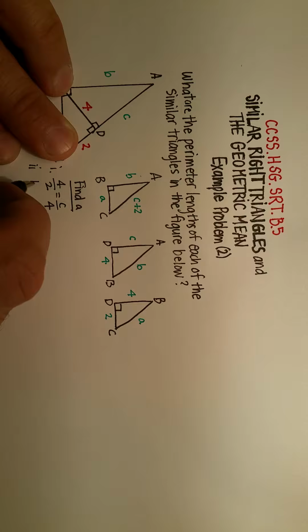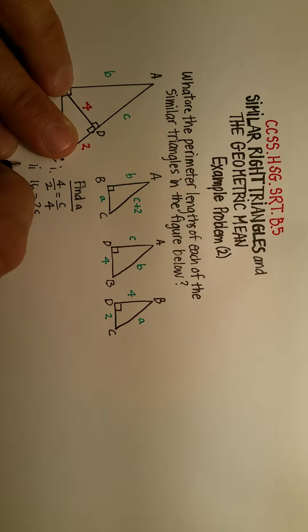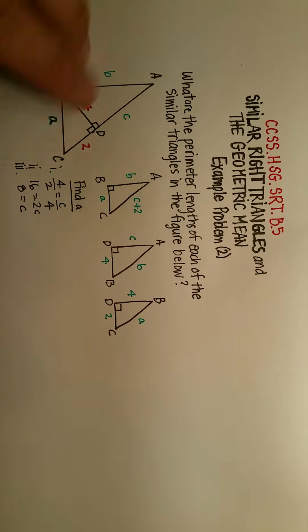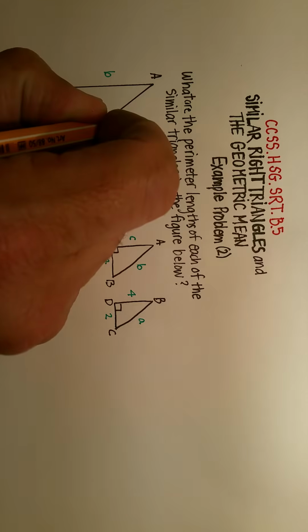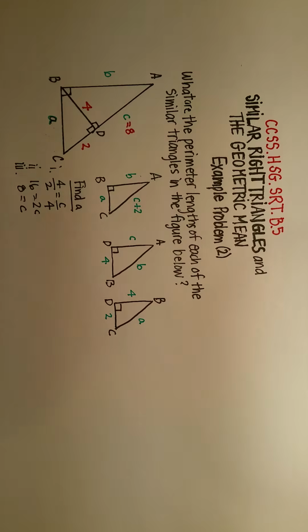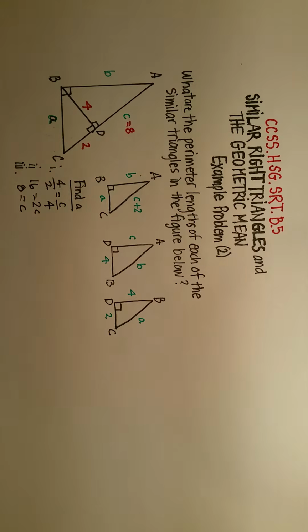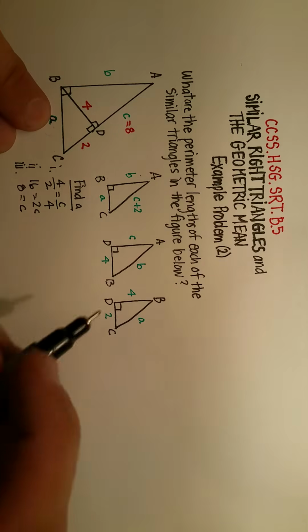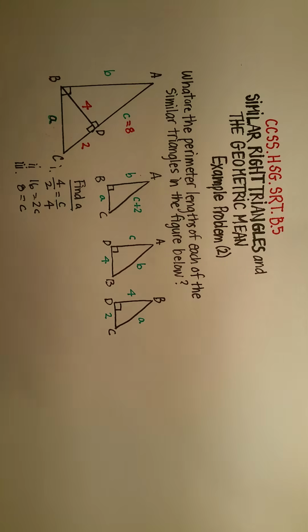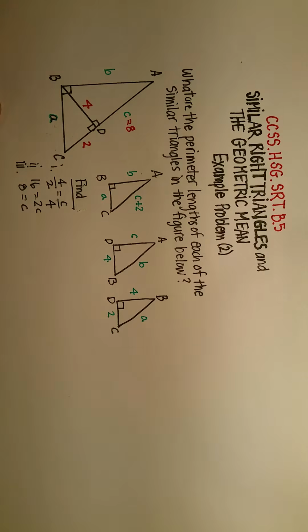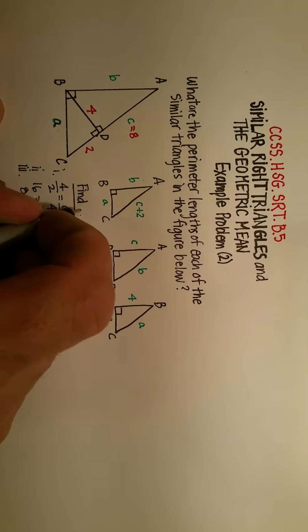4 times 4 is 16. 2 times c is 2c. Solve for c. I get 8 is equal to c. So now I can go ahead and put c as 8 right there. Okay, so I've found one of the parts. And I need to change that because we're not finding A anymore. We found C.